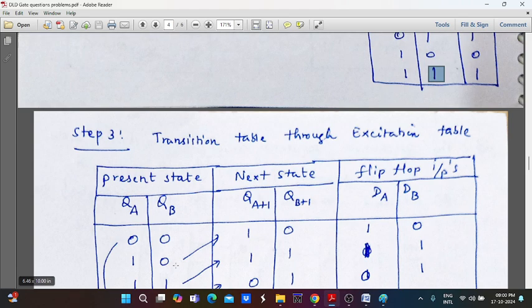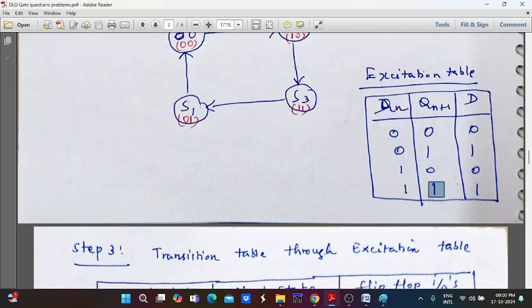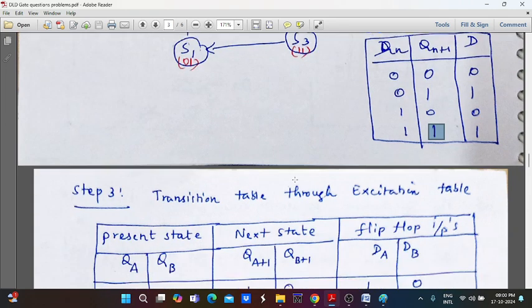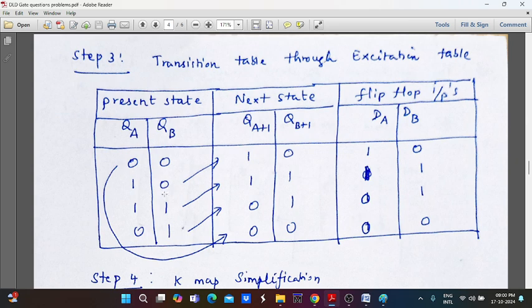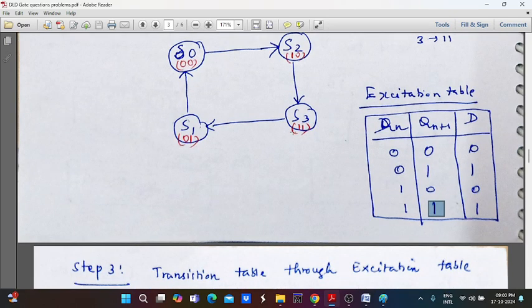This next state value moves towards the next state here. Similarly, 1 0 is the present state now. At that time, the next state will be 1 1. So for the 1 0 present state, the next state value will be 1 1. It moves towards the next state here. Similarly, 1 1 is the present state now and the next state will be 0 1.